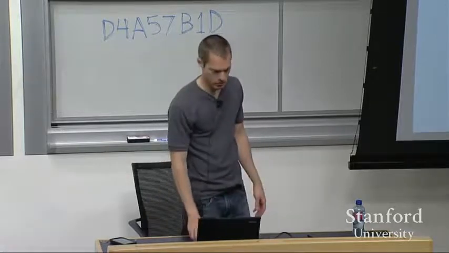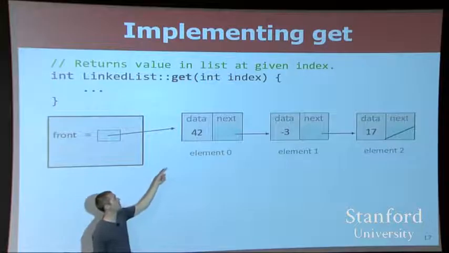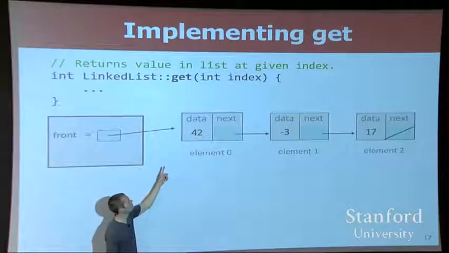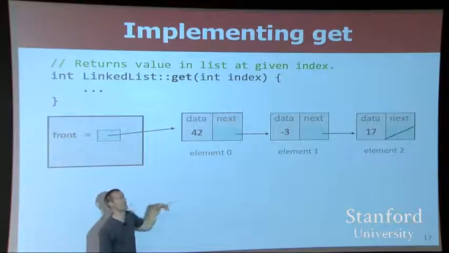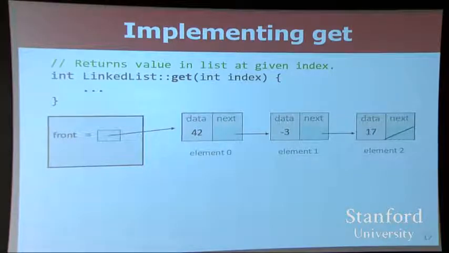Okay, so if we make a pointer that starts at the front, we're looking at element 0. And if they want element 2, we have to loop forward 2 times. So whatever index they want, we have to go forward that many times, basically, right? We're assuming for the moment that the index is not out of bounds. Let's assume that. We could fix that later.